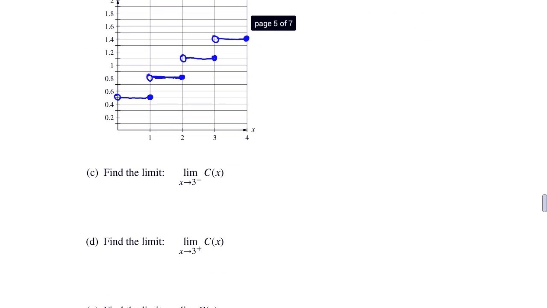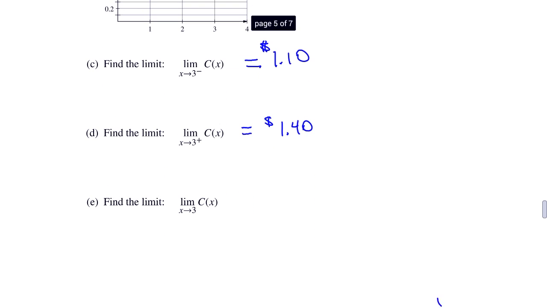And then finally we can use this graph to find these limits. So the limit as x goes to 3 from the left side would be on this third bar here, and that's going to be $1.10. The limit as x goes to 3 on the right side would be on the fourth bar, coming in from the right side. It's $1.40. And then since these limits differ, the limit as x goes to 3 does not exist.